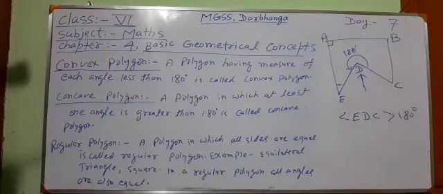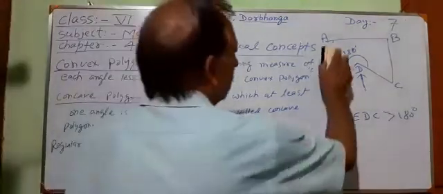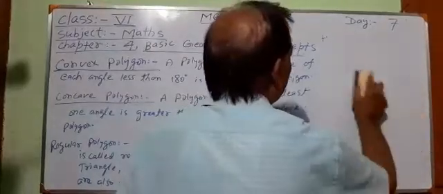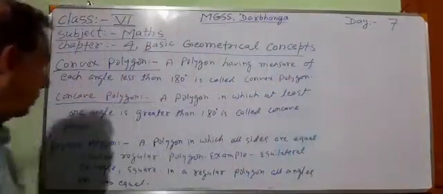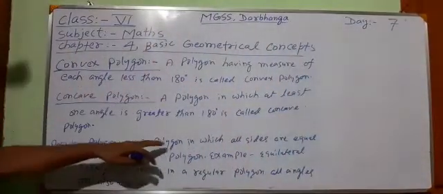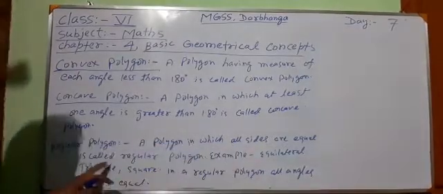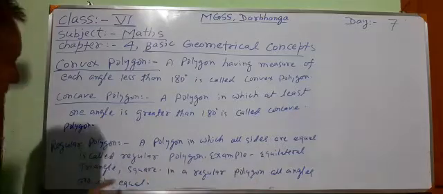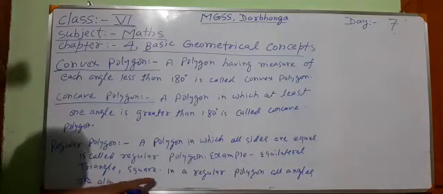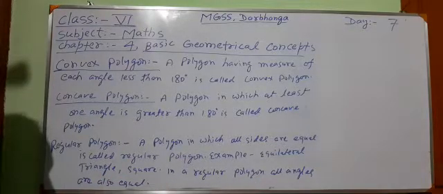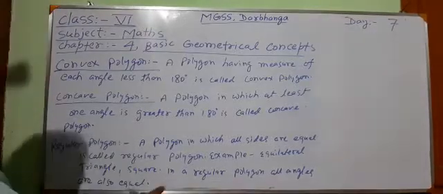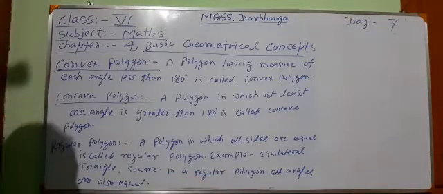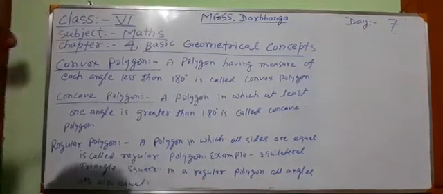Third type is regular polygon. What is a regular polygon? First you read the definition of a regular polygon. A polygon in which all sides are equal is called a regular polygon. Examples: equilateral triangle, a square. These are the examples of regular polygon. In a regular polygon, all angles are also equal.